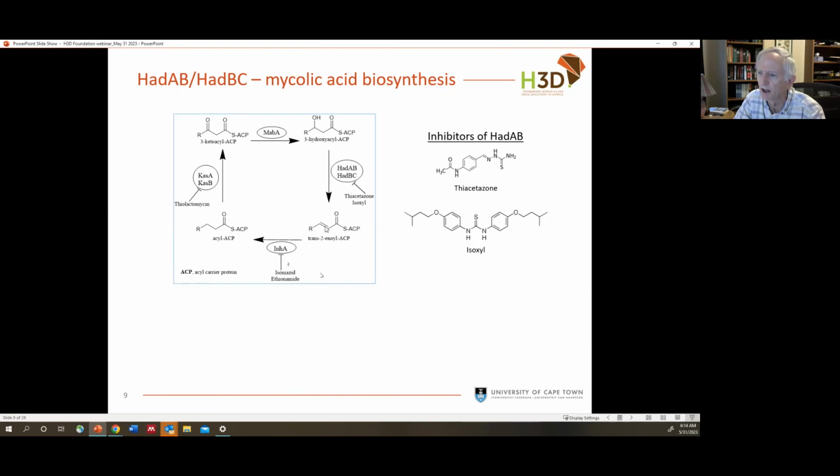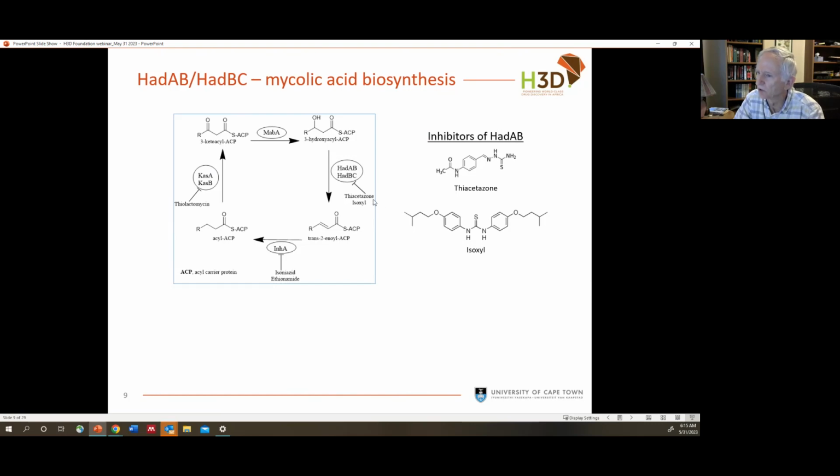This is a hydrogenation step that converts a double bond to a single bond and allows the cycle to carry on. Now, HAD A, B, and BC are responsible for the dehydration step. Early on, you have short chain fatty acids, if you will, that are run through this. HAD-AB is primarily responsible for that. And as the chain gets longer and longer, HAD-BC takes over for the elongation process.